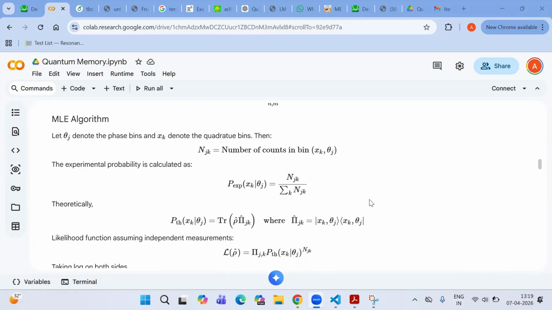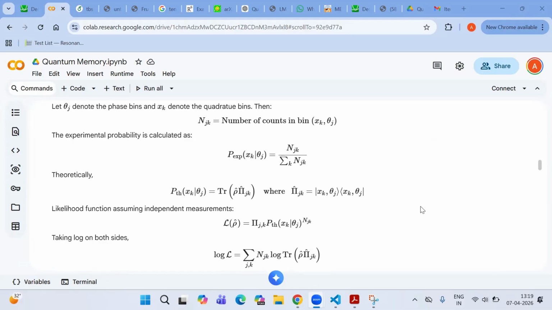So now, according to this, we can calculate the experimental probability as follows. So P of x k given theta j is just n jk, and in the denominator, we will sum over all k's because we are summing in the quadrature space. So summation over k of n jk. And what will this be theoretically? This was, of course, what we got experimentally. But theoretically, as we said earlier, it is just the trace of rho times pi jk. Now pi jk is ket x k comma theta j bra x k comma theta j. Very similar to what we did earlier. So I've just replaced x theta by x k comma theta j since it is discretized now.